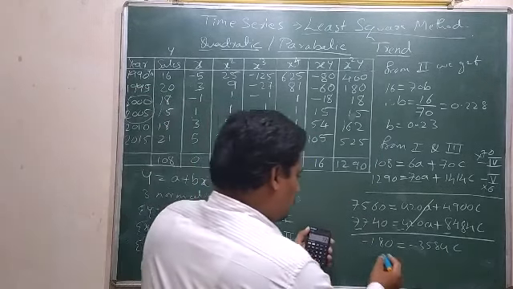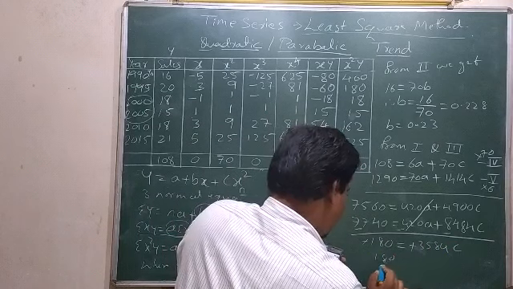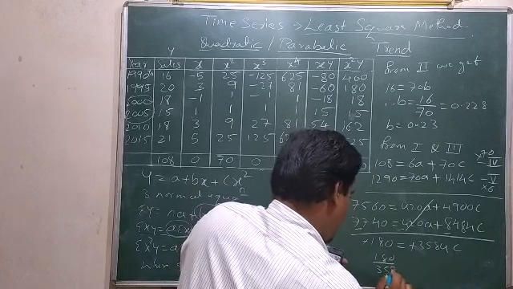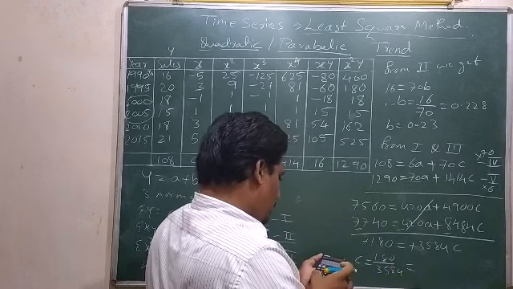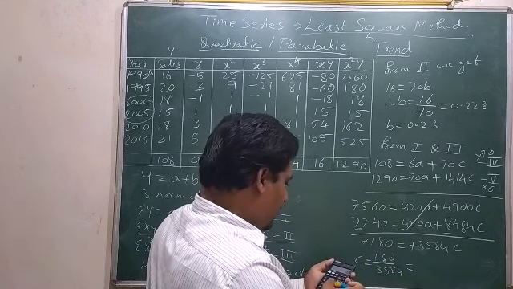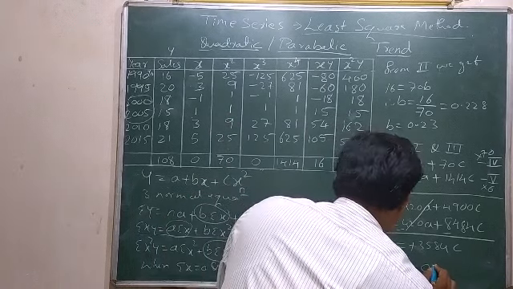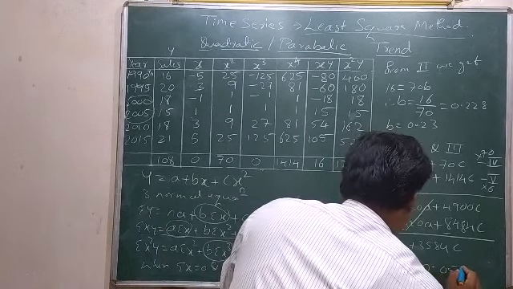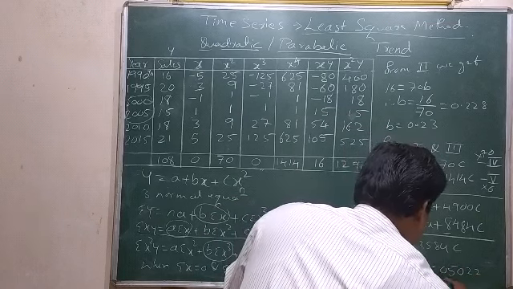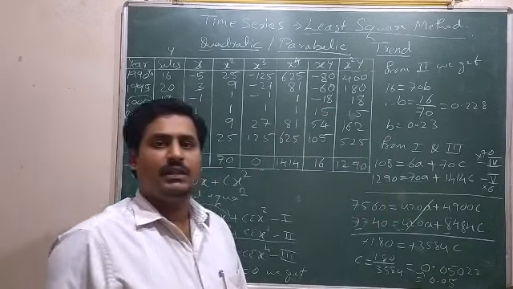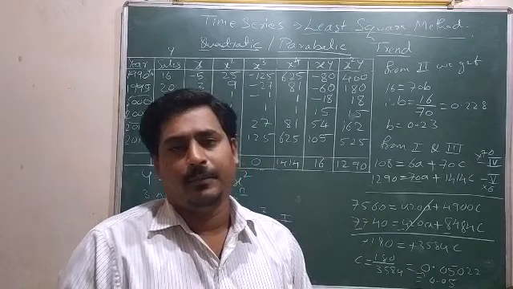Now minus will get cancelled. So 180 divided by 3584 is the value of C. So 180 divided by 3584 is equal to 0.05022, approximately 0.05. So the value of C is 0.05.